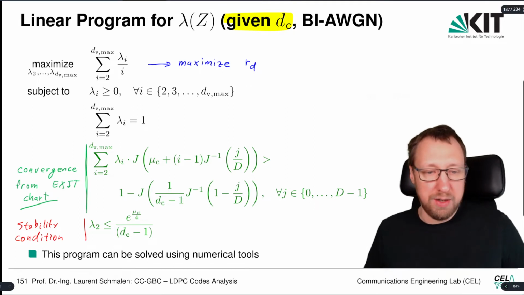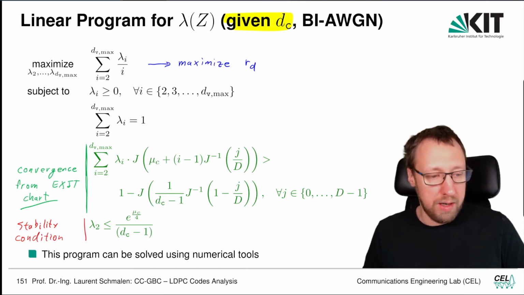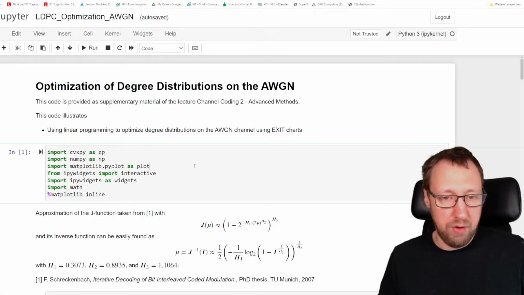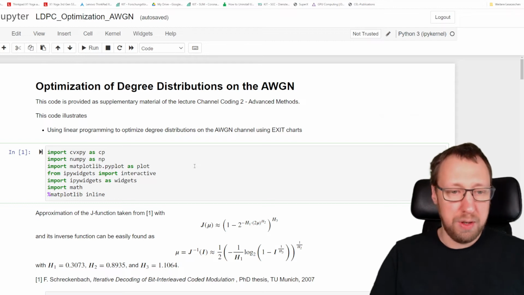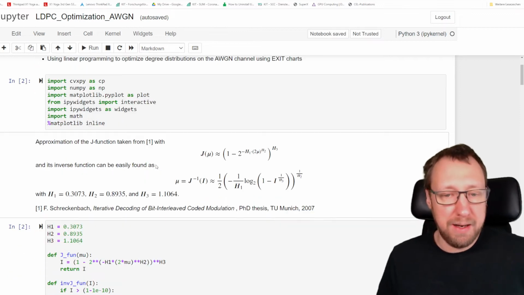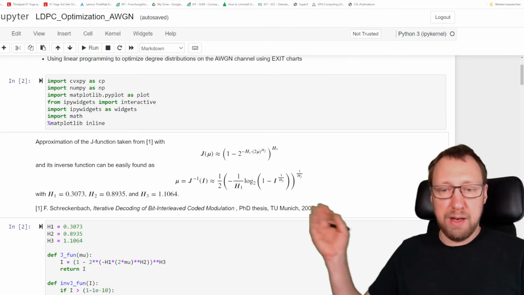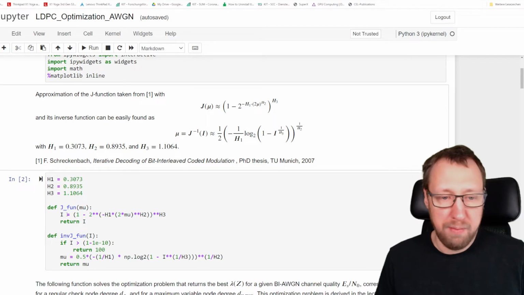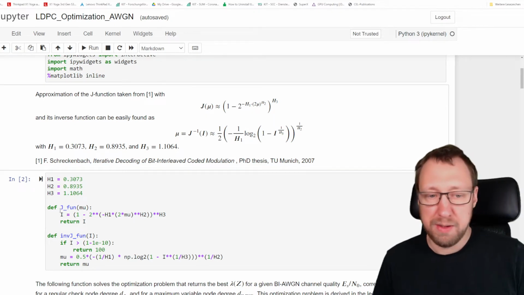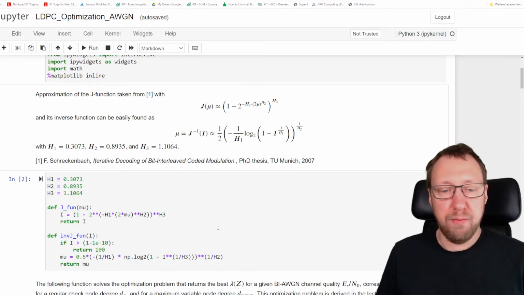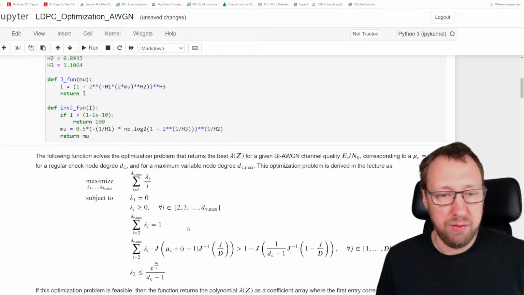And to illustrate, we'll just show how this works by taking our usual numerical optimization. So we have our Jupyter notebook here. And the first thing we need to do is we need to implement the J function. This is what you can see up here. So we have the J function with those constants. So we can just implement our J function. This is actually very simple to do. And we can also invert the J function, which is also very simple to do.